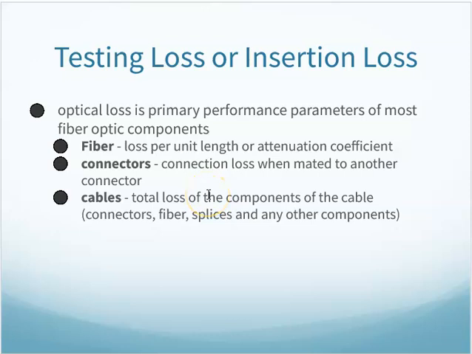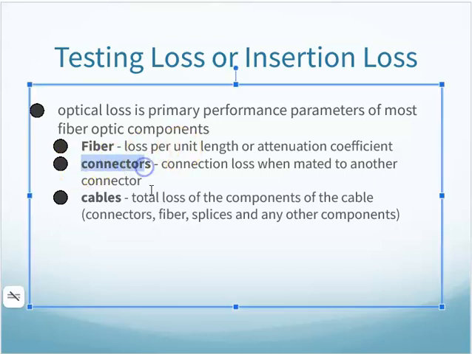Optical loss is a primary performance parameter of most fiber optic components. Yep. For fiber, there's a loss per length, or attenuation coefficient. So the actual fiber itself has a little bit of loss. Each connector that you're using has a little bit of loss. And the total cable is the loss of all those components put together. The actual fiber, the connectors, splices, anything like that, that would be the loss of the whole system, if you will.